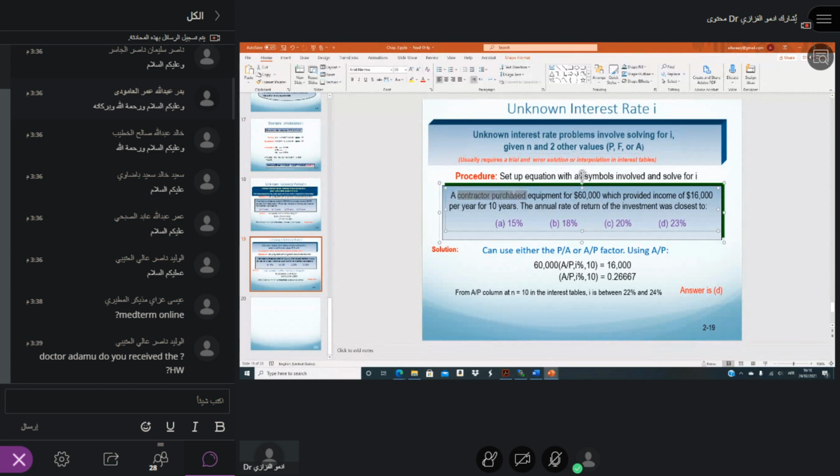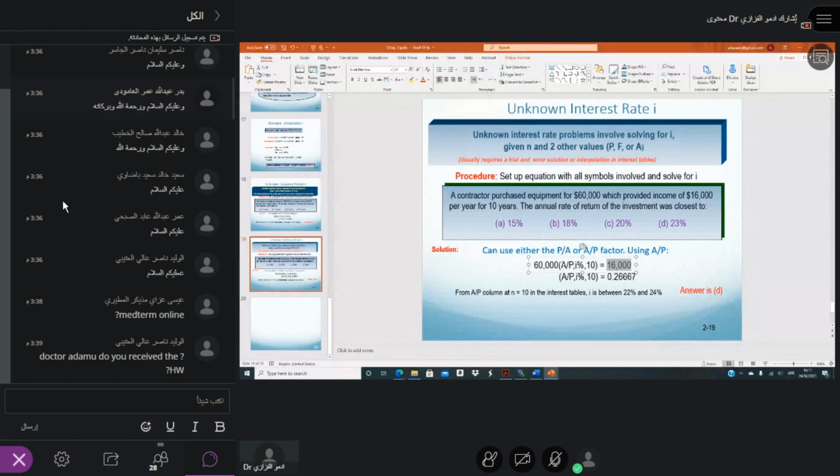A contractor purchased an equipment of $60,000, and this equipment provided an income of $16,000 every year for 10 years. So you have N is equal to 10. You have his input, that is the P he is putting in. So you have $16,000, which is this value here. So you have P, which is $60,000. You are looking for A.